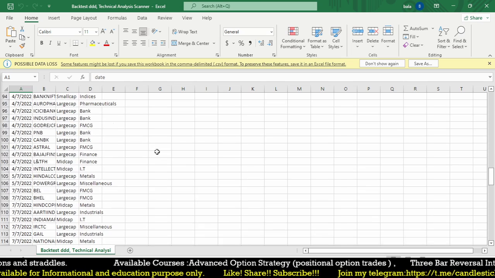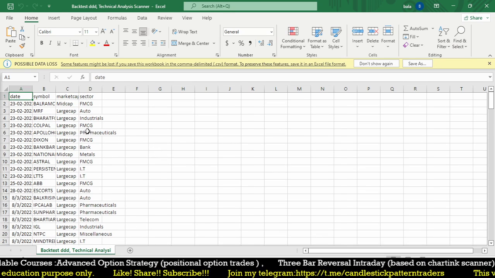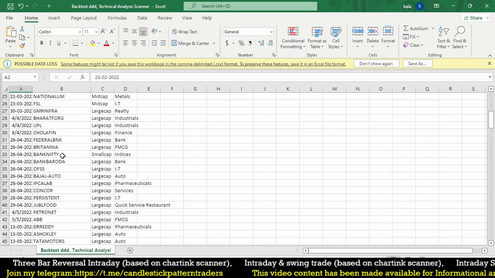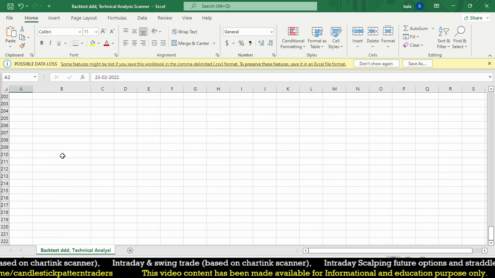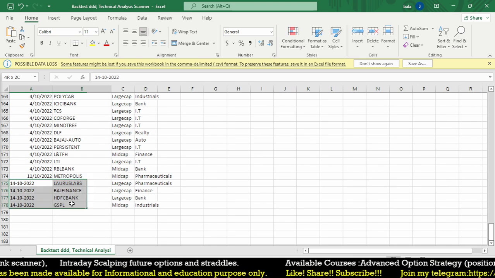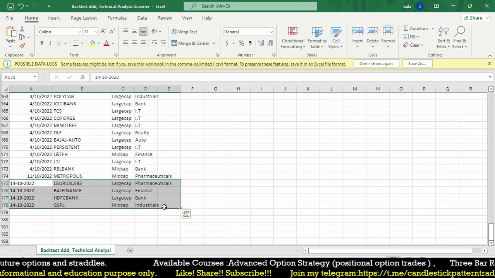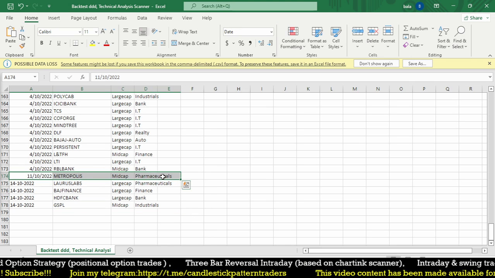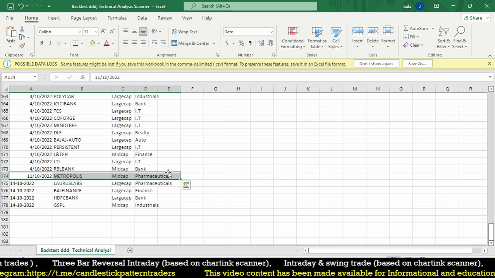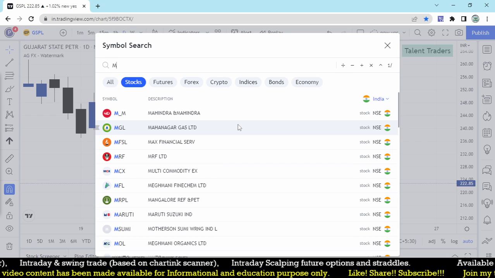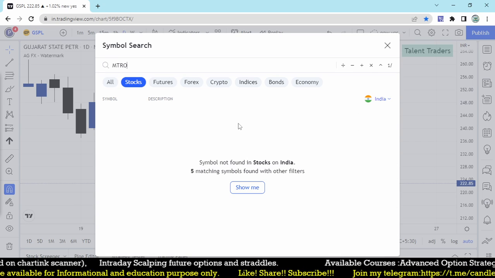Let's go for the recent stocks. This is Balrampur Chini, on the 22nd. So we can backtest some recent stocks to see how it works. These are the stocks which appeared today based on the parameters. But yesterday it was only one stock, that is Metropolis. Let me go for Metropolis. What happened on Metropolis? Let me look at Metropolis. What happened on that?